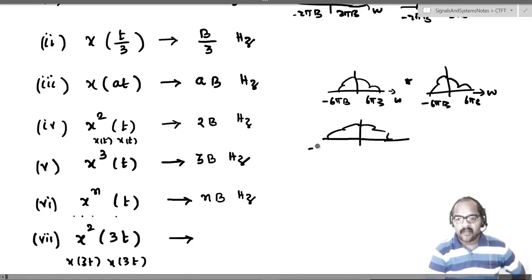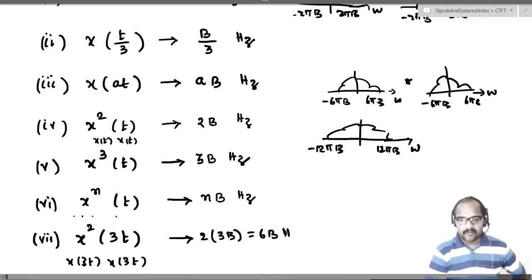Some shape you will have, so you will have from minus 12 pi b to plus 12 pi b. Okay, so that is the Fourier transform of x of 3t multiplied with x of 3t. So definitely what is the bandwidth here? Bandwidth is nothing but 2 times 3b, which is equal to 6b hertz.